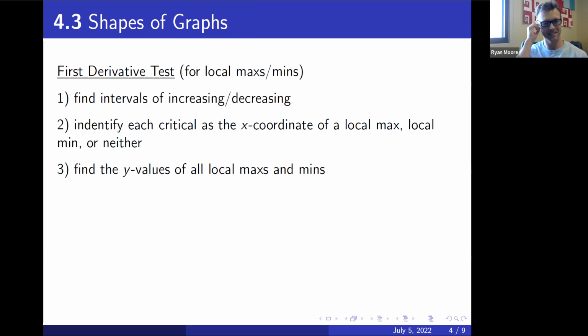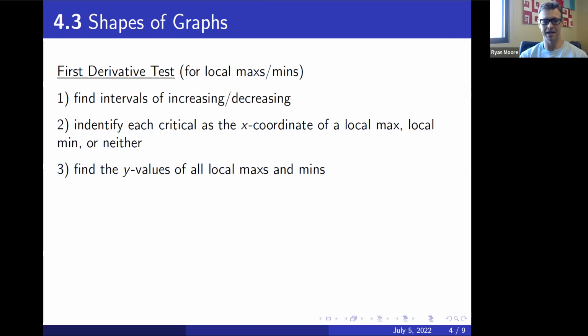So the first derivative test, step number 1, is to find the intervals of increasing and decreasing, right? That alone is an entire test. But okay, so do that. Then step number 2 is to identify, really once you know where you're increasing and decreasing, you pretty much have it. There's really not a lot of work to do at that point. We can identify pretty quickly where we have local maxes and mins. So identify each critical number as the x coordinate of a local max, a local min, or neither.